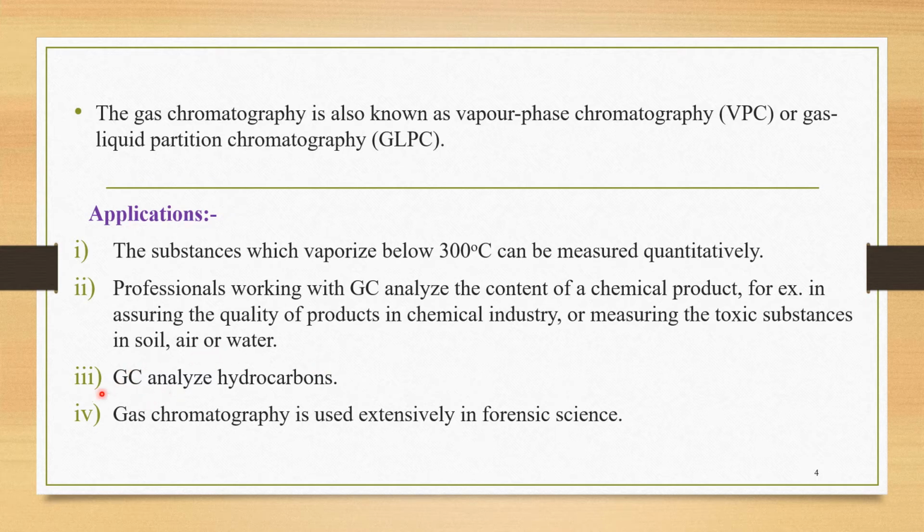The third important application is that GC analyzes hydrocarbons. So if we want to analyze hydrocarbons, we can use the GC technique. The fourth one is that gas chromatography is used extensively in forensic science. So in forensic science, if we want to carry out some type of analysis, then gas chromatography is the best option. So these are some important applications of gas chromatography.